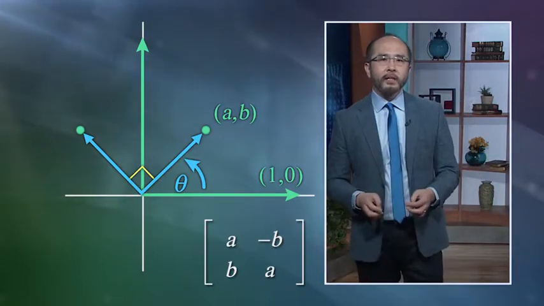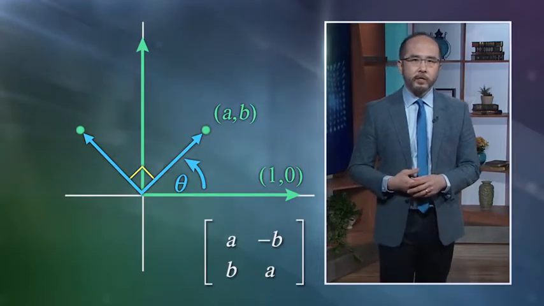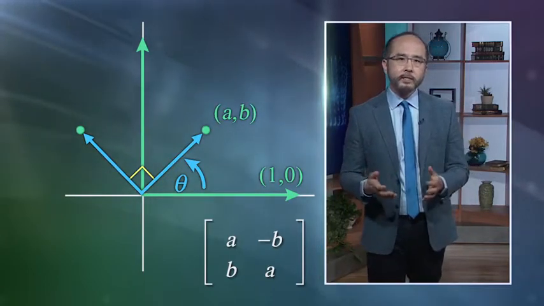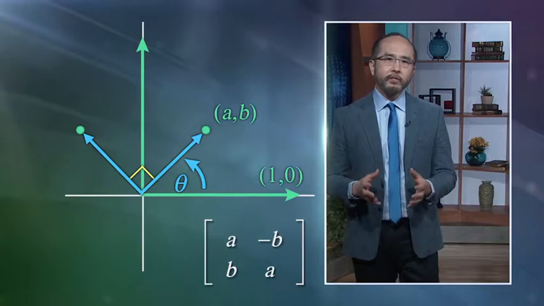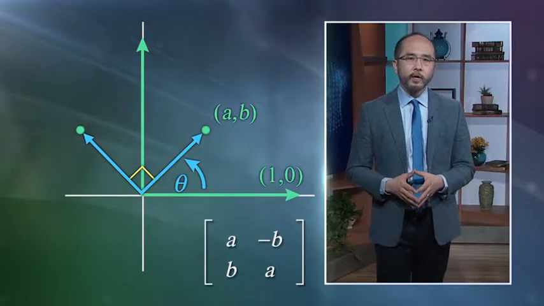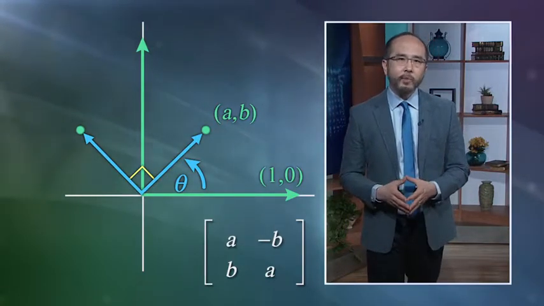And if you calculate the length of the vector (A, B), you'll get r. So it does send the unit vectors to vectors of length r. So it's also scaling by r.